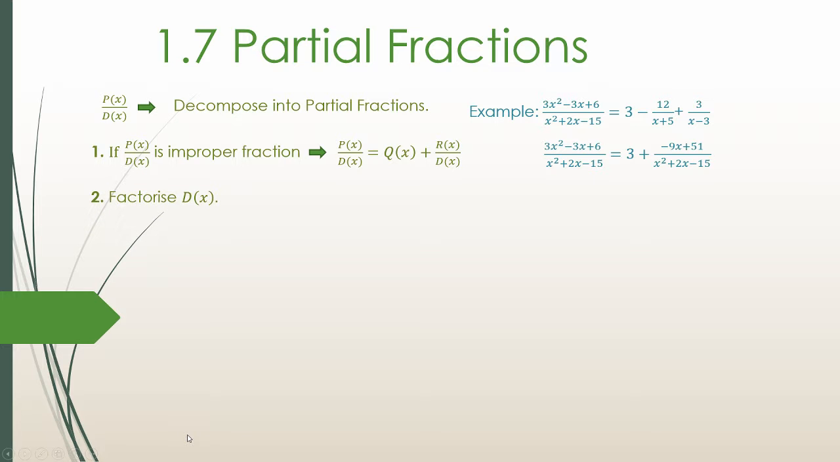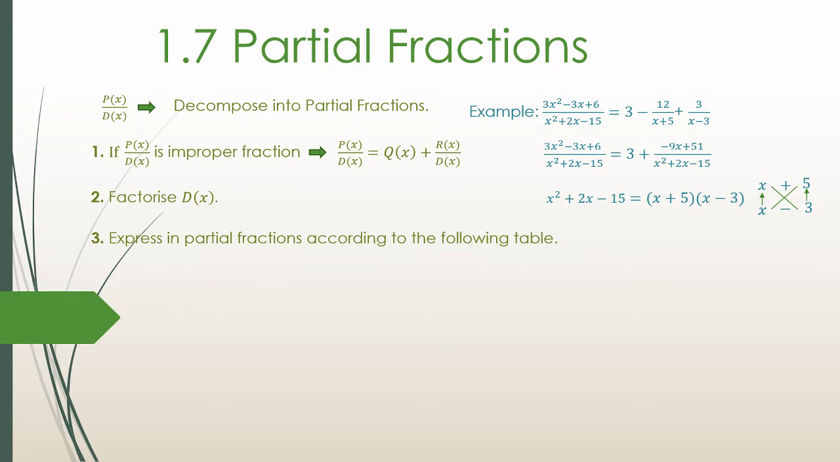Step 2. Factorize denominator d of x. In our example, it is x squared plus 2x minus 15. The first term x squared can be factorized as x and x. The last term negative 15 can be factorized as plus 5 and minus 3, or minus 5 and plus 3, or minus 15 and plus 1, or plus 15 and minus 1. But only plus 5 and minus 3 gives coefficient plus 2 of the middle term. Therefore the denominator x squared plus 2x minus 15 can be factorized as (x plus 5) times (x minus 3).